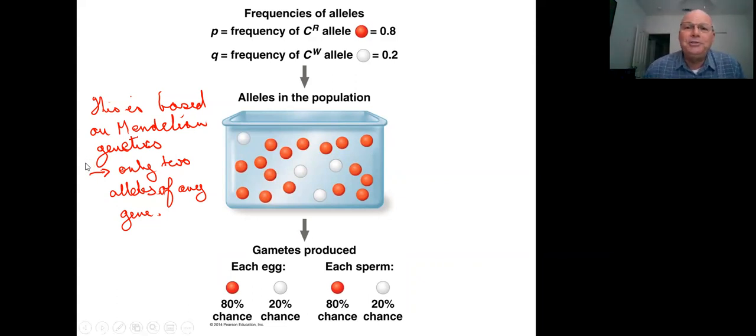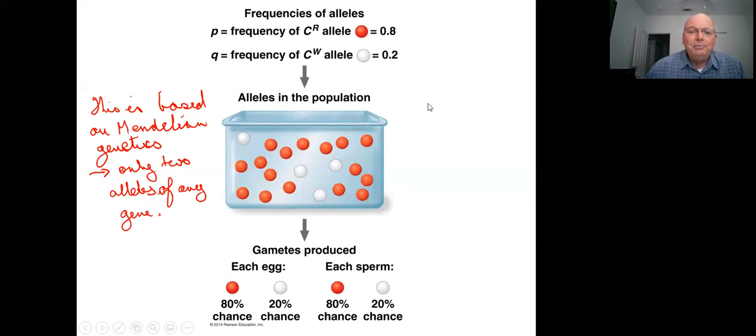So here we have a population of organisms that has 2 alleles for a particular gene. One of the alleles is present at a frequency of 0.8. In other words, 80% of the alleles are the CR allele. The other 20% are the CW allele. And because there are only these 2 alleles, obviously this adds up to 100% of all the alleles. So the frequency is given as a decimal value. The frequency of the CR allele is 0.8. The frequency of the CW allele is 0.2.